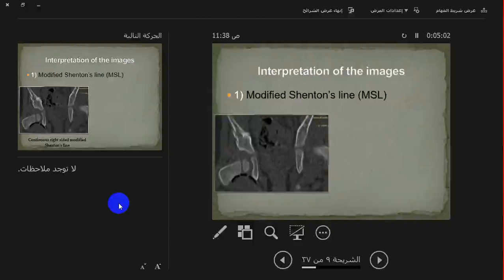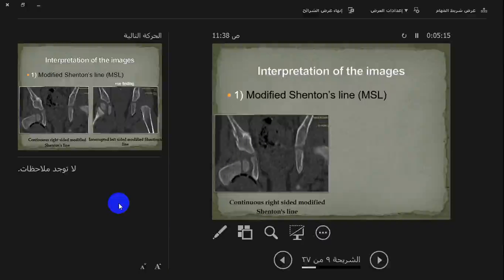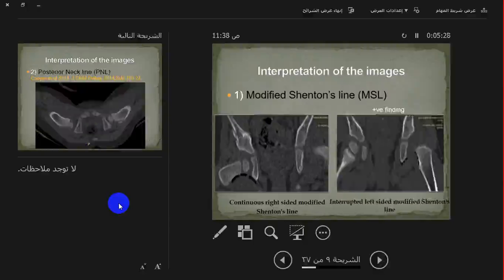We looked at 3 variables on the CT scan: the modified Shenton's line, which is very similar to what you see on a plain AP view, where a line was drawn along the inferior aspect of the femoral neck, together with the cortical margin inferior to the acetabulum. And this is an intact modified Shenton's line, and on the other side you can see very well that it's interrupted. And the interrupted modified Shenton's line was considered a positive finding.